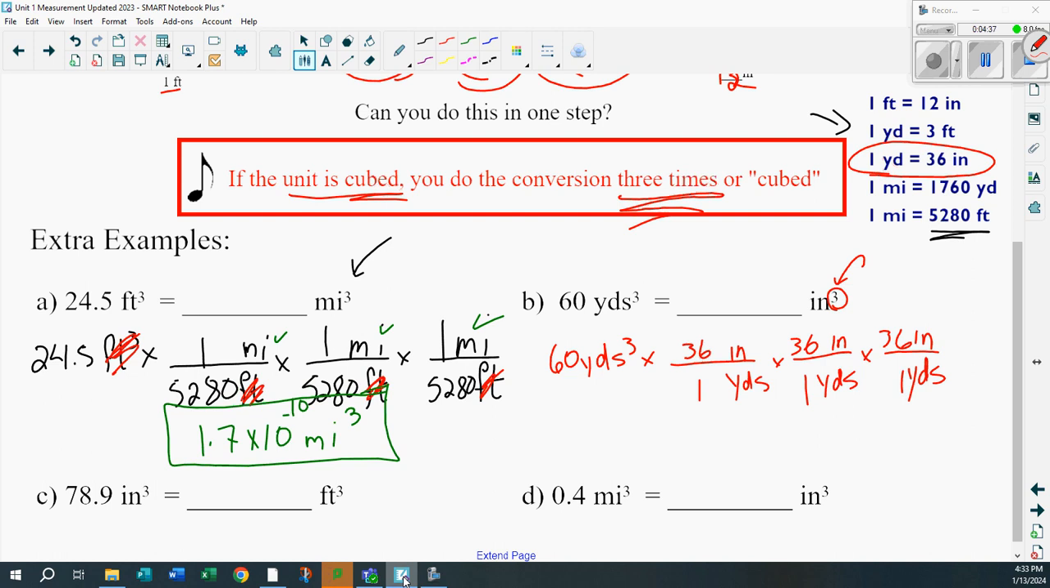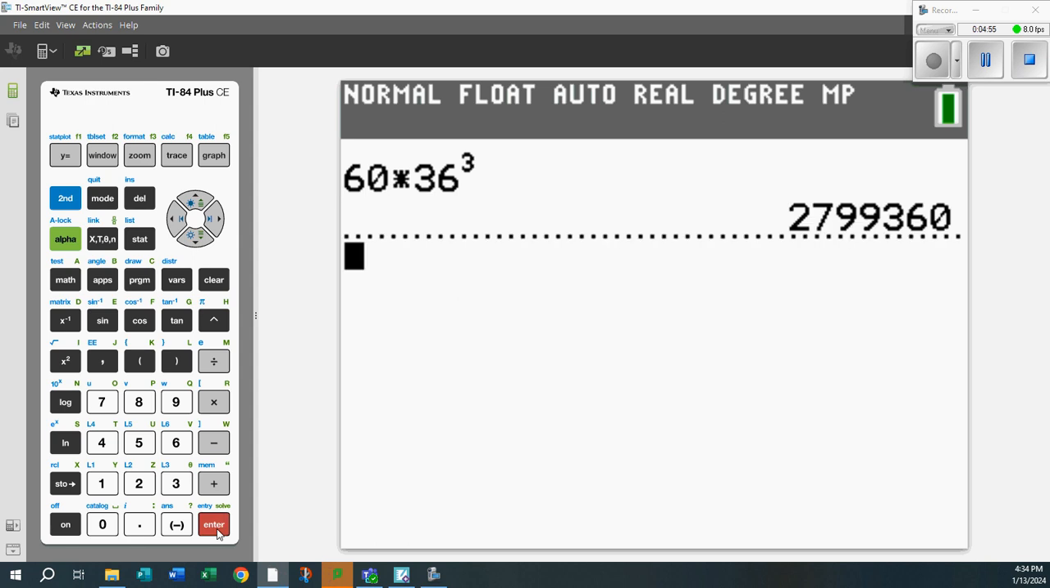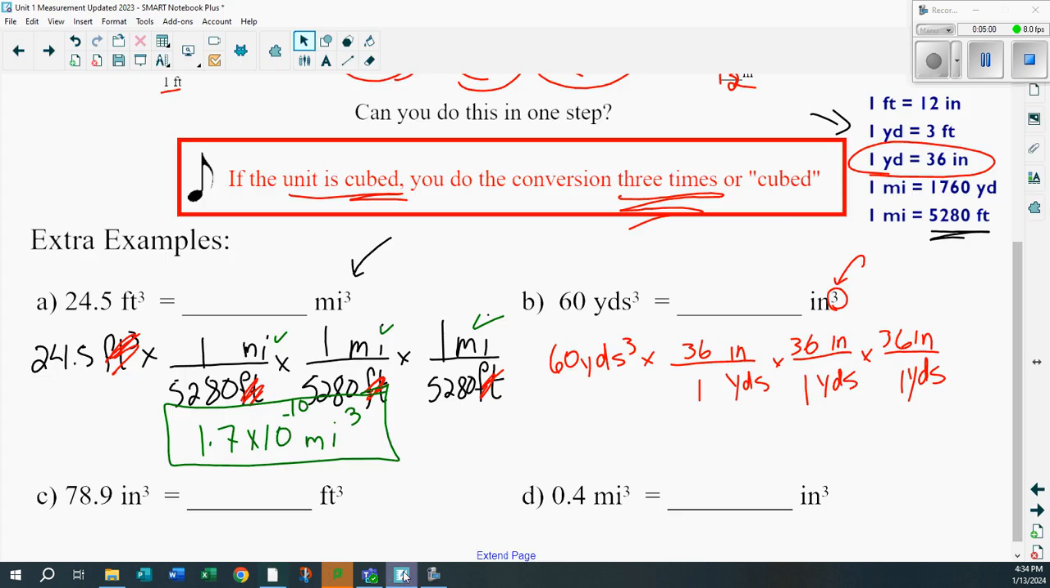Okay, so 60 times 36 3 times. So again, you can go times 36, times 36, times 36, or notice that it's repeated multiplication, put in the 3. Done. You're going to get 2799360. And what? Well, your yards cancel 3 times. You got inches, inches, inches. So inches cubed. Done. Check out the next one.